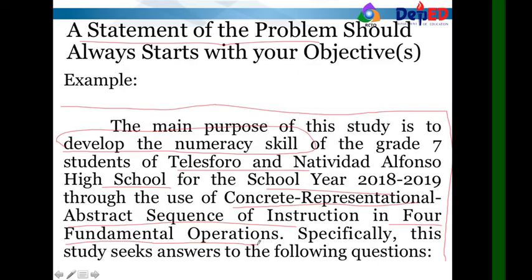Nandoon nakalagay din dito kung anong strategy ang gagamitin at nakalagay din dito kung ano ang mga topics o anong topic ang pag-aaralan o gagamitan ng strategy para ma-develop ang numeracy skill ng mga grade 7 students. So halos kumpleto siya sa isang objective. No? Makikita mo na yung pinaka-purpose ng study na to. But the question now is, ano kaya ang mga magiging tanong para masagot o ma-develop yung numeracy skill ng mga bata?